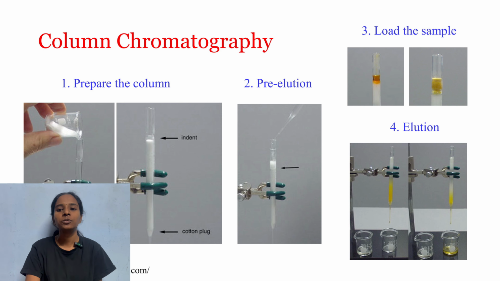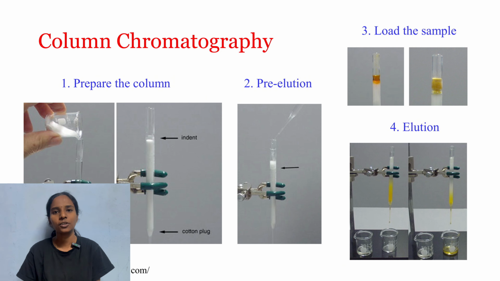The third step is to load the sample. For sample loading, there are two types: wet packing and dry packing. Wet packing simply means that the sample along with the solvent is directly injected onto the stationary phase. In dry packing, the sample along with the solvent is mixed with silica or any other drying agent, so that the sample is in the form of a powder. This powder is then loaded onto the stationary phase. This we call dry packing.